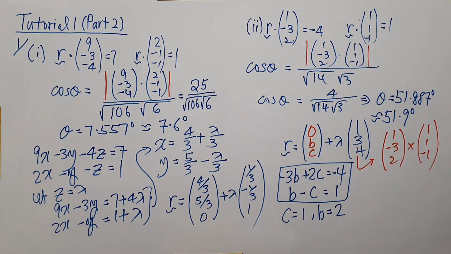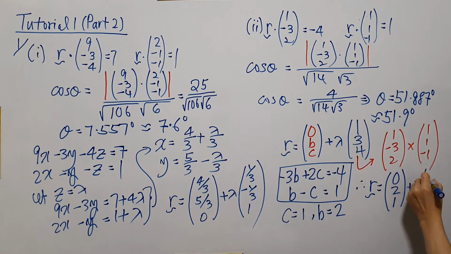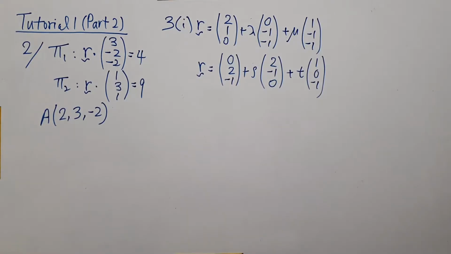So therefore, the line of intersection turns out to be 0, 2, 1, plus lambda of 1, 3, 4. I hope you can see on the video. Yes, just nice. Right, and that completes question number 1, part 1 and part 2.